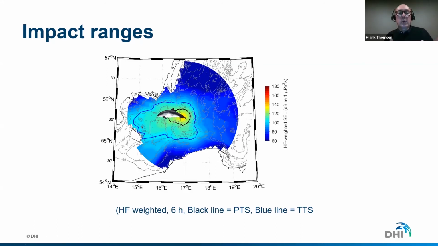Now, this is what I would call a classic conventional risk assessment. It's a risk assessment that is basically based on density and noise maps. And you treat the animals as non-moving.